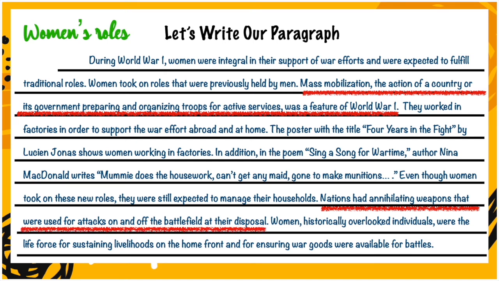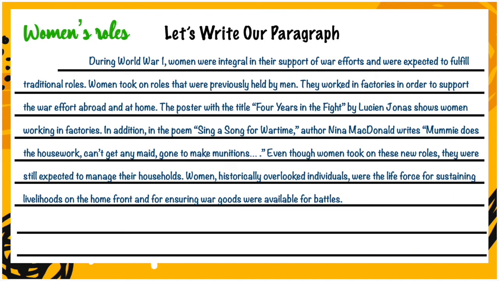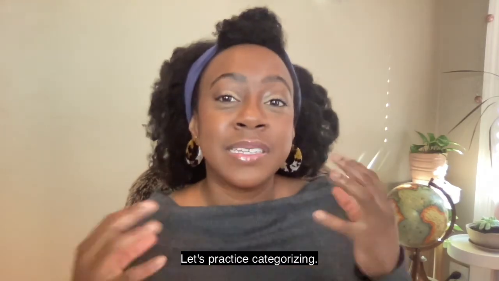It is irrelevant. Also, there's another sentence towards the end. Nations had annihilating weapons that were used for attacks on and off the battlefield at their disposal. So these 2 sentences don't support the topic sentence, so they're irrelevant to this specific paragraph. Here's the paragraph without those 2 sentences. So you see every sentence is related to our topic sentence. Now that I've gone over this, let's practice categorizing.